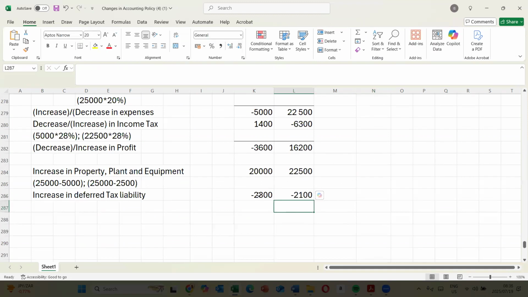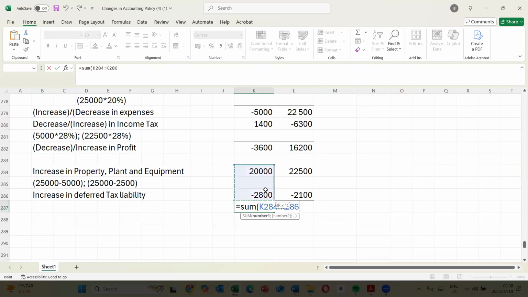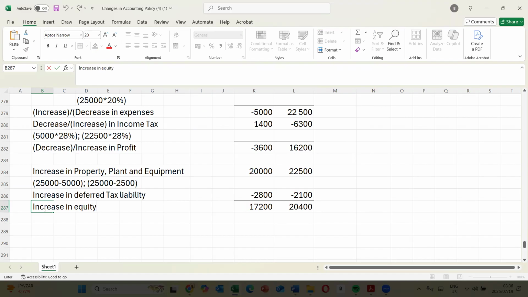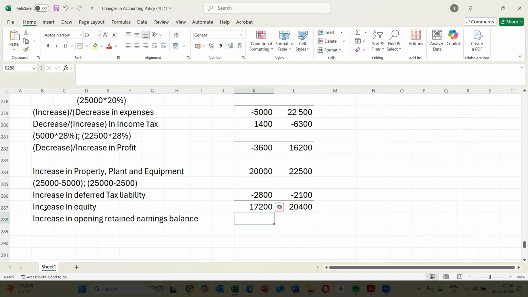And then you net it off, assets minus liabilities. That's what will give you increase in equity. So you have your increase in equity sitting in like that. Then you have increase in opening retained earnings balance. So the increase in equity for the prior year becomes the increase in retained earnings balance for the current year. So basically, that's how your prior period error is accounted for.